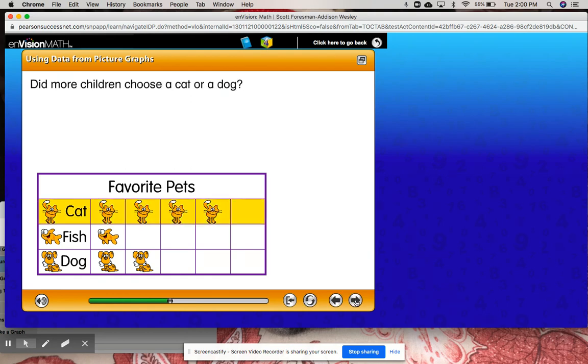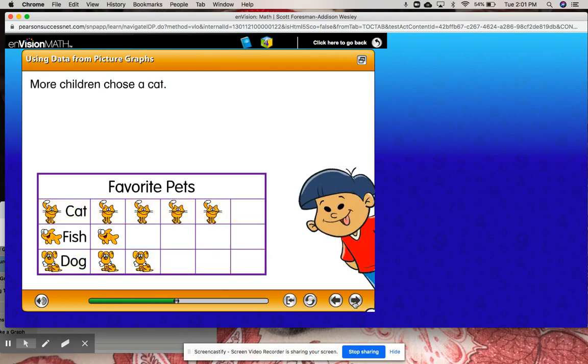Did more children choose a cat or a dog? Now, this is similar to what we did yesterday. What you need to look at is the numbers in each row to see which number is bigger. We know that 4 children voted for cats and 2 children voted for dogs. You have to think about those numbers. Which is bigger, 4 or 2? Well, 4 is bigger. So more children voted for cats. More children chose a cat.